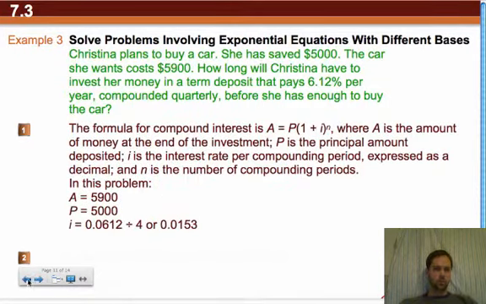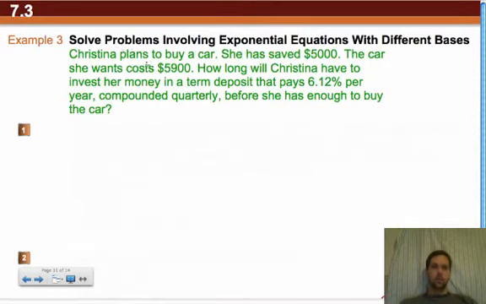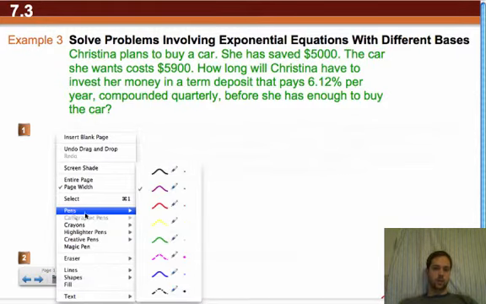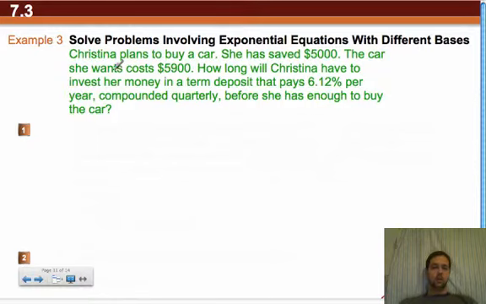Finally, whoa, back off. Okay. Solving problems involving exponential equations with different bases. Let's see if we can work our way through this one here. Christina plans to buy a car. She has saved $5,000. Wow, good for Christina. The car she wants costs $5,900. How long will Christina have to invest her money in a term deposit that pays 6.12% per year, compounded quarterly, before she has enough to buy the car?